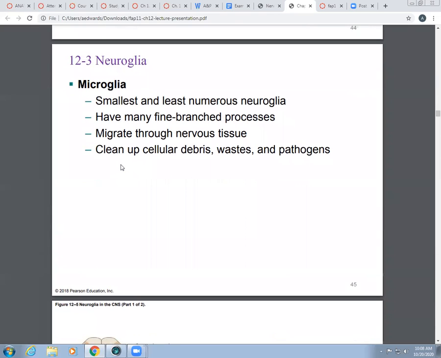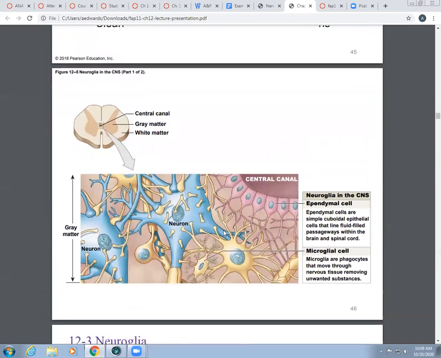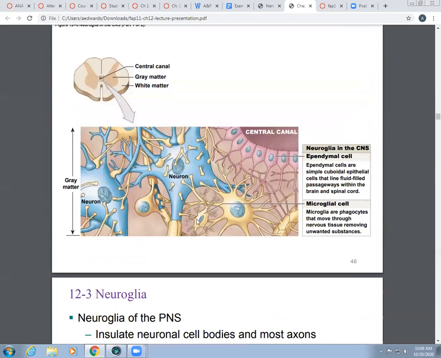Okay, the microglia is your smallest, least numerous. Lots of branches, they're very fine. Again, phagocytes clean up waste, debris, and pathogens. Okay, you can see that here in the gray matter.